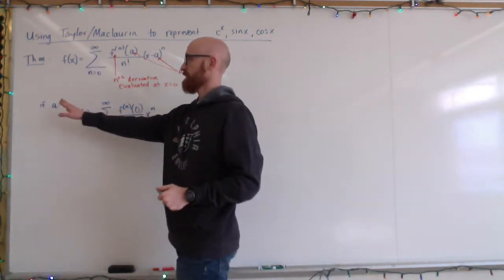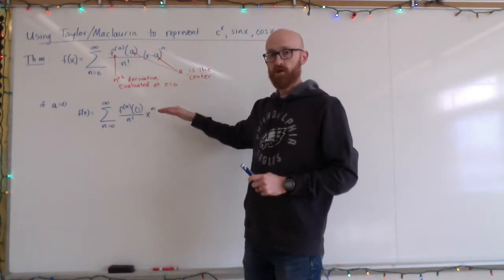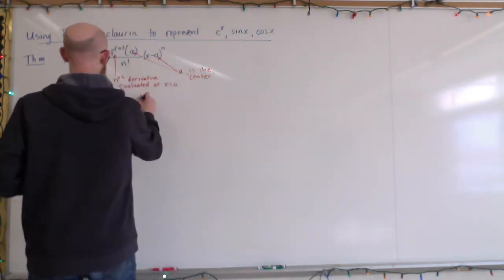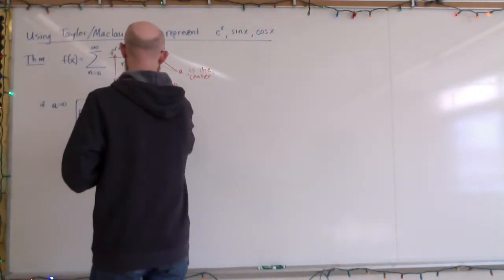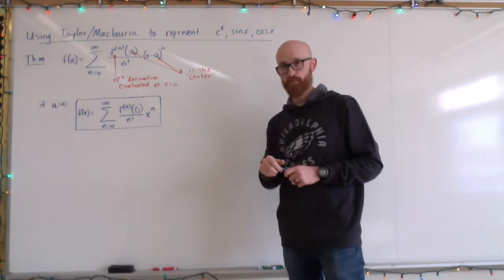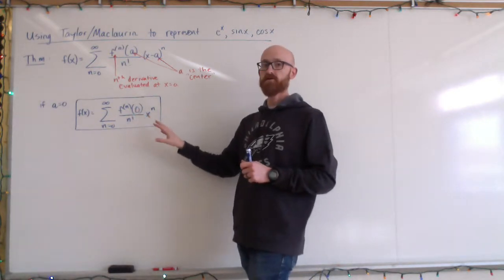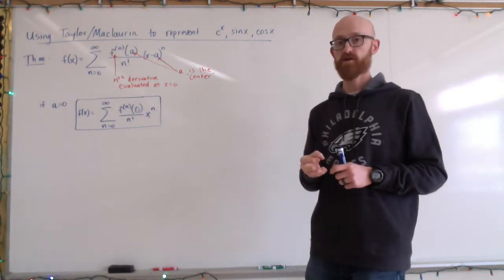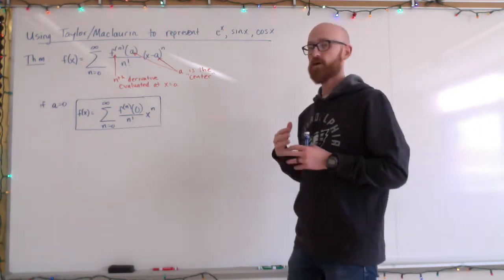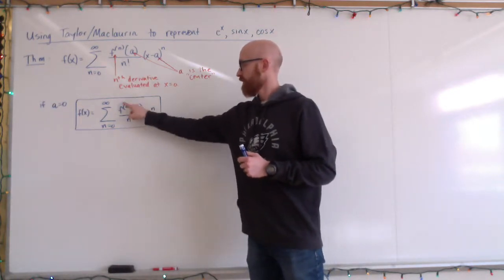For now though, if we let the center be 0, or if a equals 0, we get, instead of this thing, we get this. And this would be Maclaurin series. So I guess a Maclaurin is just a Taylor with center 0. The thing that we really need to dig into is the unique identifier for each function. Think of each function as having its own DNA. And in order to sequence that DNA, really what we need to know is that guy.